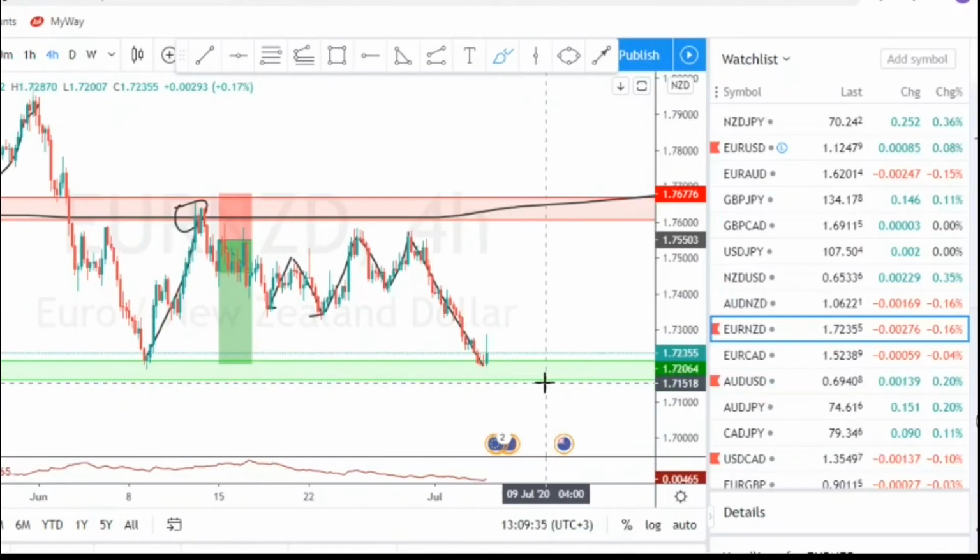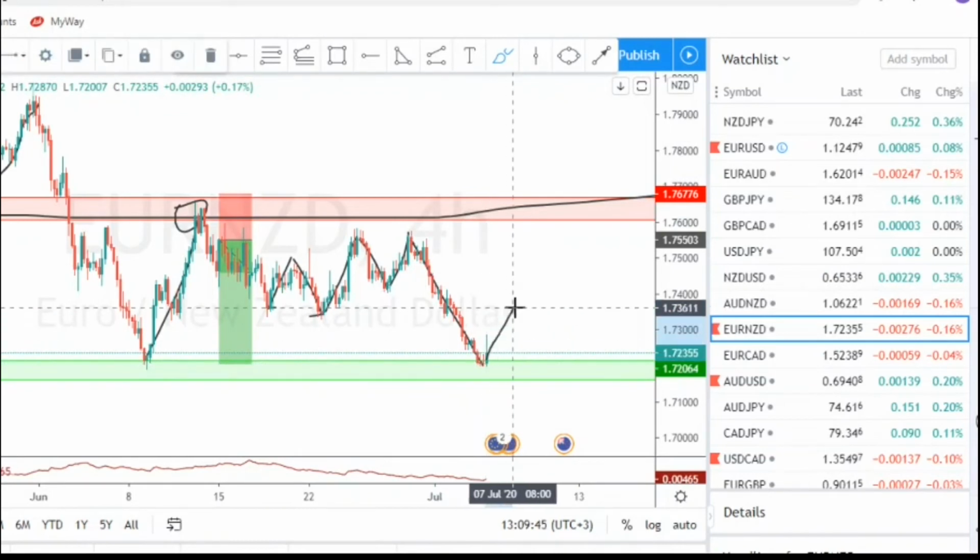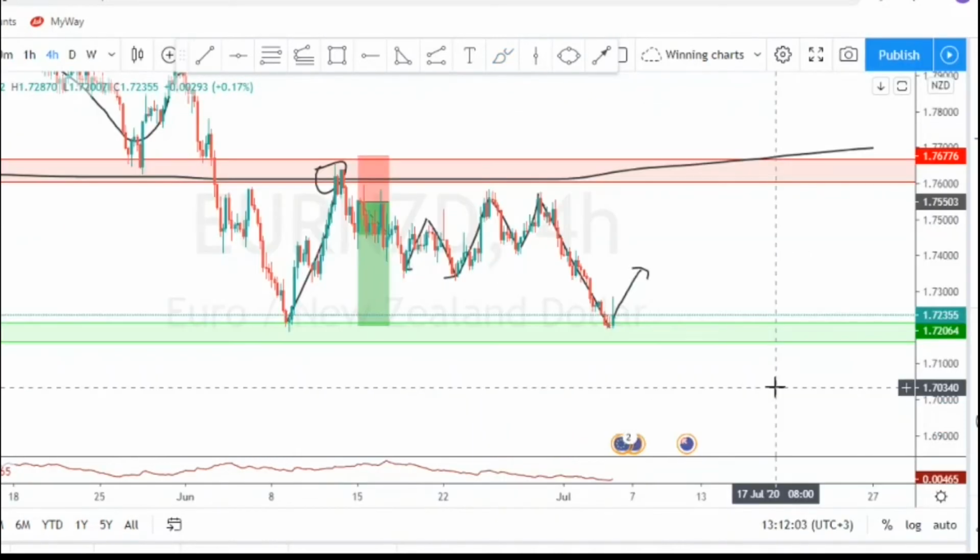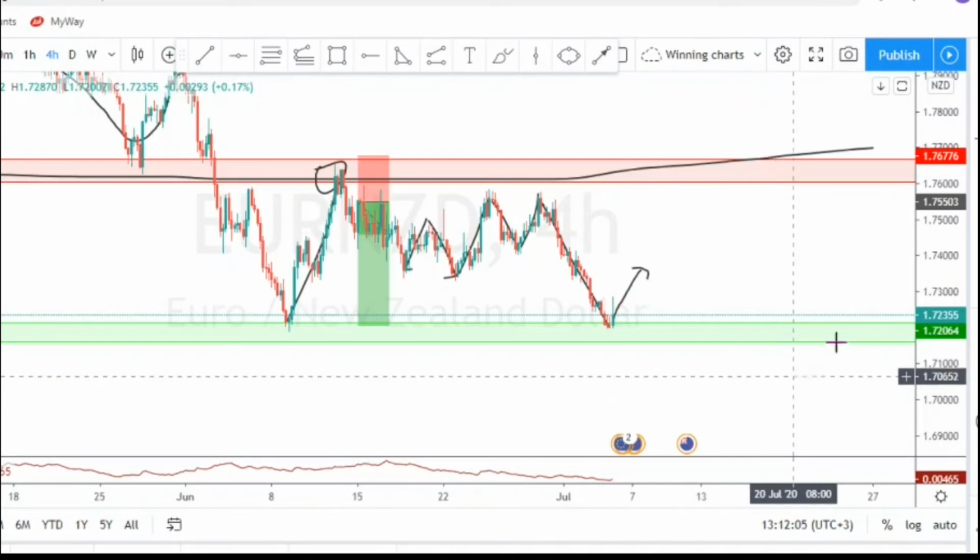Also guys, for this coming week, I'll be looking for a counter trend at this support level. As long as I get my entry reason at this level here, I'll be buying up to here. Let me also show you some of the other setups on my radar.